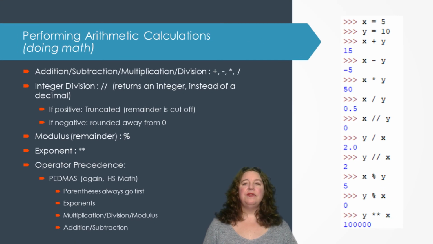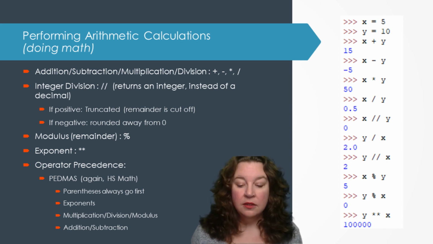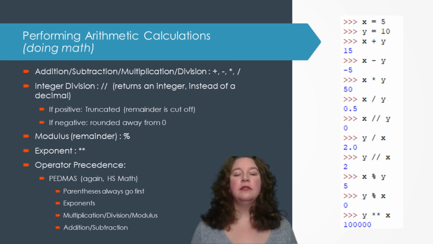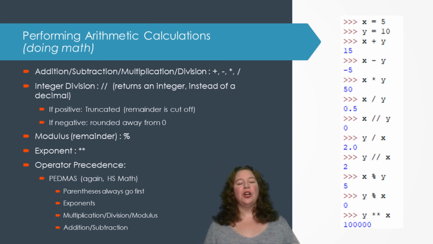A couple of different arithmetic calculations. So we're going to do some math. Computers are great because they do math so much faster than we can ever possibly do math. The basic math functions, addition, subtraction, multiplication, and division, all exist inside of Python. So plus and minus, the star, which is shift 8.